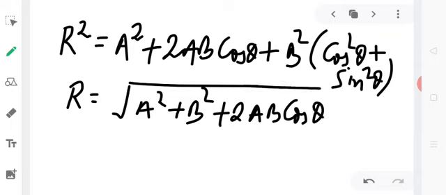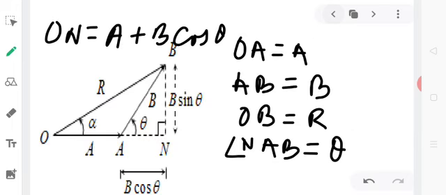So this gives us the magnitude of the resultant vector. In order to find out the magnitude of resultant vector, we get R equal to root over A square plus B square plus 2AB cos theta. Now since it is a vector, we have to consider the direction also. So the direction is given by the angle alpha.